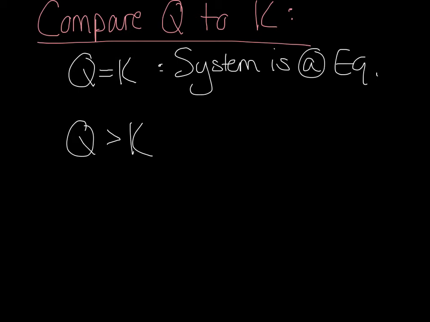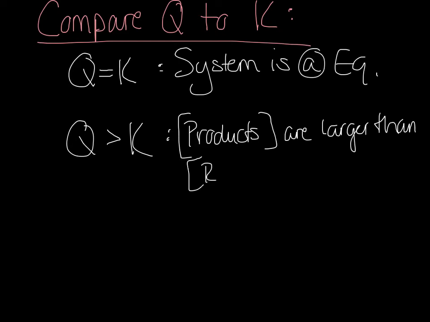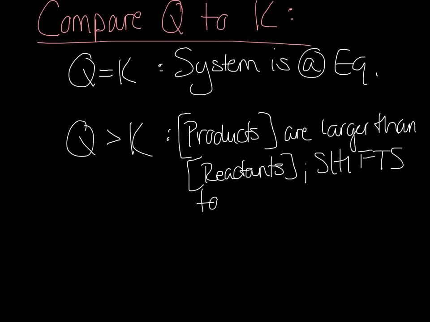If Q is greater than K, what that means is that the concentration of the products is larger than the reactants. And what that means, if I can write quickly, hopefully you can read my handwriting, is that the equation shifts to the left. Now we read left to right, so that means that the products actually break down. We're going to use up the products and make more reactants. So we're actually going to shift back to the reactants, and that does happen. That's actually a very common situation.